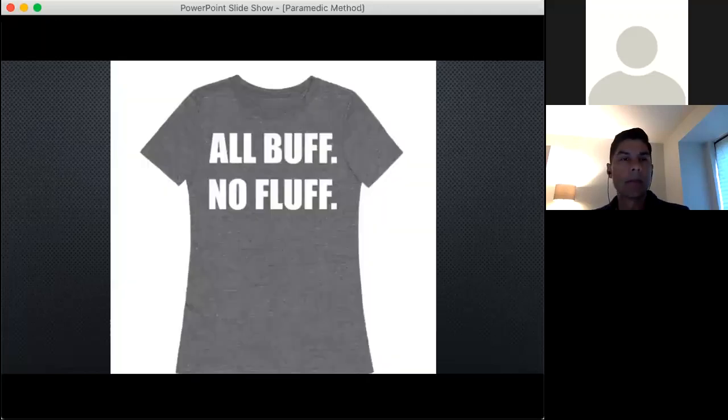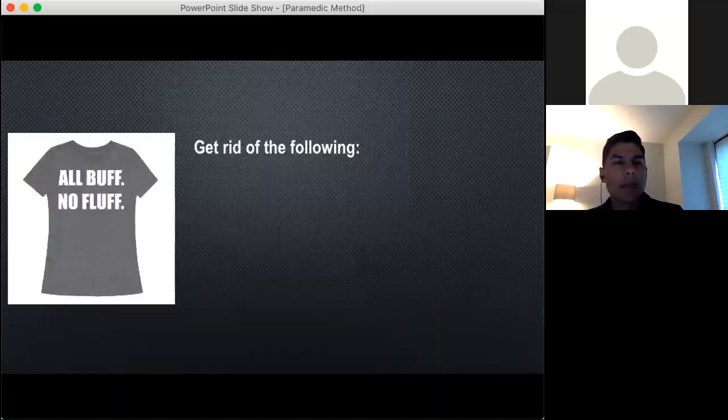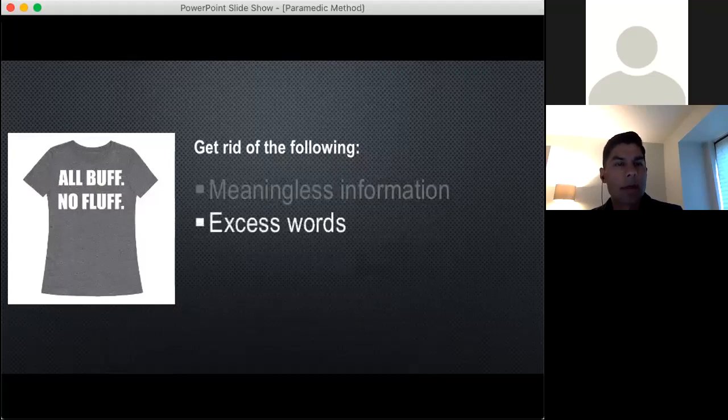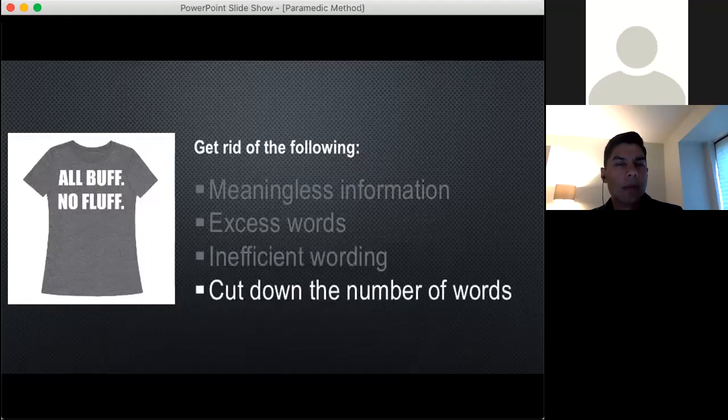Something I'd talk about when we're talking about conciseness is get rid of all the fluff. Get rid of all the fluffy stuff in your writing. Too much gibberish, sometimes too much information, too much detail. Those are the things that we want to try to get rid of. What I mean by getting rid of fluff is get rid of meaningless information, get rid of excess words, get rid of inefficient wording, and cut down the number of words.